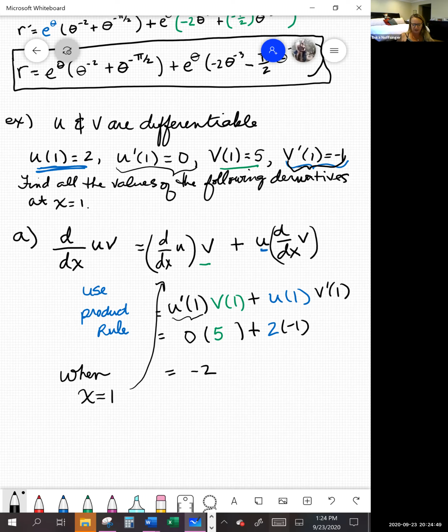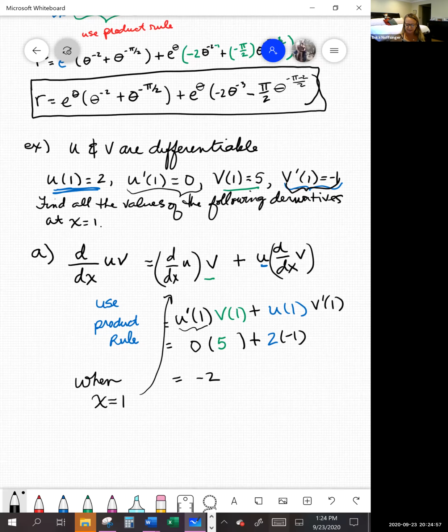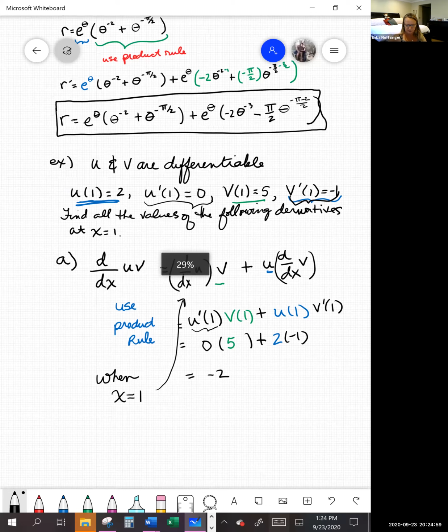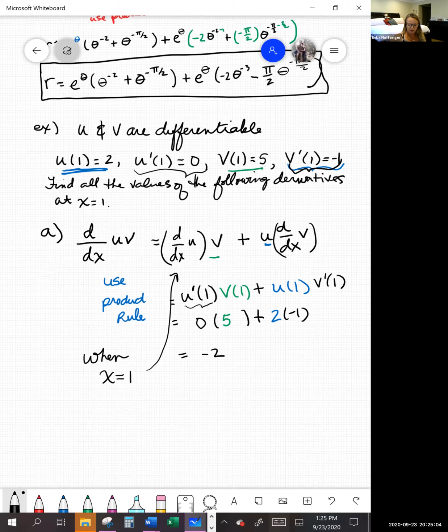And I shouldn't say 0 times anything is 0 because we've been saying that 0 times infinity doesn't make sense, and that was an indeterminate form. It's pretty much just seeing if you know how to use your rules of derivatives here without you having to go through a lot of the work. So you need to know that you need to use your product rule and how to plug stuff in and what that meant.